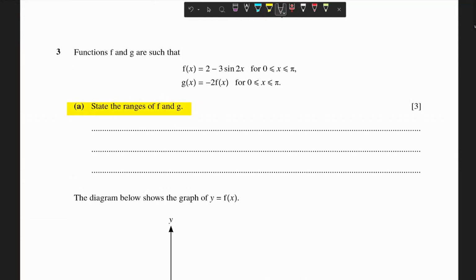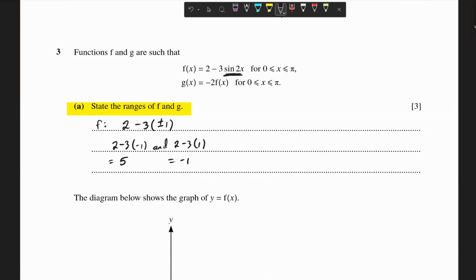For f, we are going to get the range as 2 minus 3, and the range of sine 2x is plus and minus 1, basically. Right, so we have 2 minus 3 of minus 1 and 2 minus 3 of 1. Which will give us 2 plus 3, so that's 5 as one limit, and here is minus 1. So the range of f is from -1 to 5.